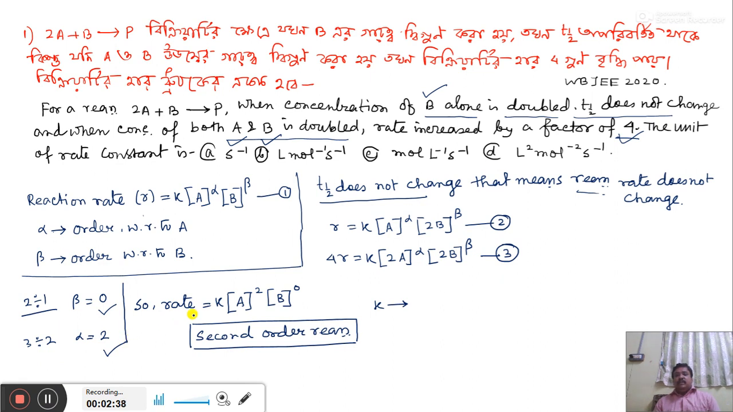So reaction rate is equal to K into molar concentration A to the power 2 into B to the power 0. So it is a second order reaction. So the unit of K is liter mole inverse second inverse. So option B is the correct one.